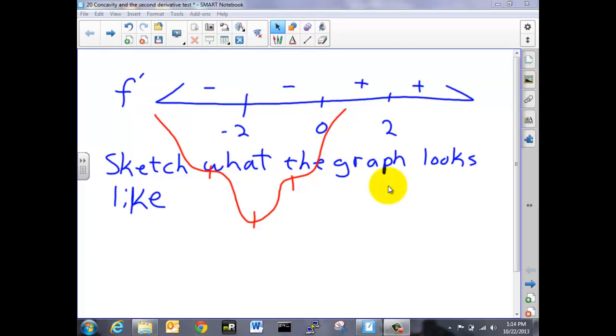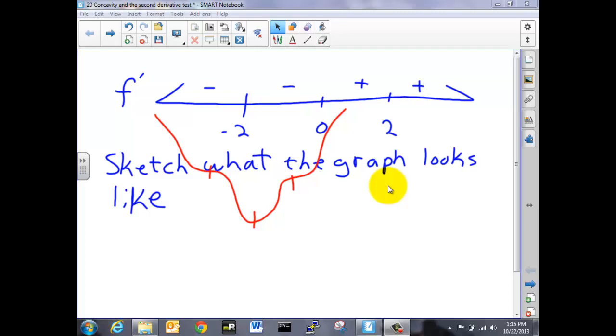Now, I want to ask you a question. Where did we get -2, 0, and 2 from? They are the x's, and we call those what? Critical points. How do we find critical points? Derivative equals 0. Or undefined. Right? So its derivative is 0 or undefined.